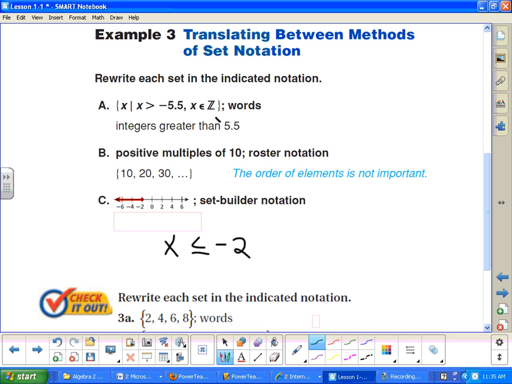Okay. So when it says to do set builder notation, just write it as an inequality, because that's actually all it is with just a little extra stuff there. So if it says set builder, just give me the inequality that goes with it. Okay. All right. We're running out of time.